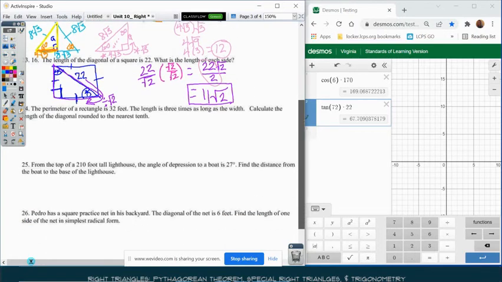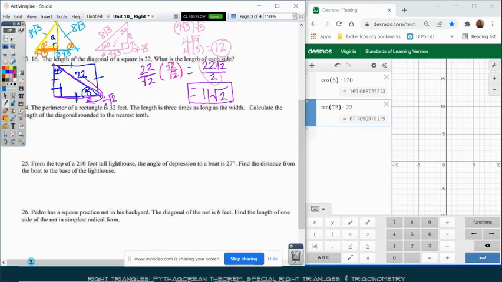In 24 here, the perimeter of a rectangle is 32 feet. So let's get this rectangle in here with a perimeter of 32 feet. And it's going to have a length and a width. The length is 3 times as long as the width that we're given, so 3 times the width. Calculate the length of that diagonal.